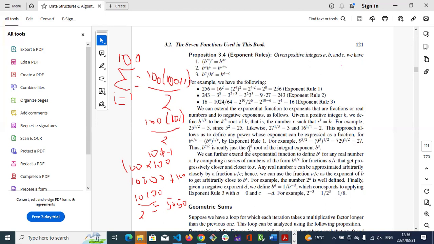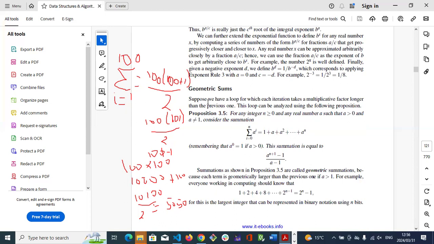This approach allows us to define any power whose exponent can be expressed as a fraction. We can further extend the exponential function to define b to the power of x for any real number x by computing a series of numbers of the form b to the power of a over c, for fractions a over c that get progressively closer and closer to x.